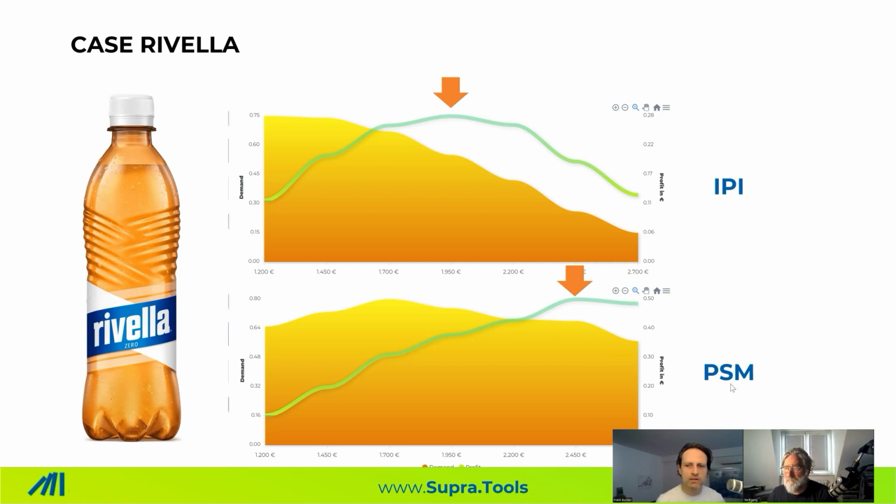If you use the price sensitivity meter, you would arrive at a much higher price. At first glance it looks a little bit similar, but the differences make a different price, because the recommended price from the price sensitivity meter is 30% higher, right? And Rivella launched this product very, very successfully in the market.